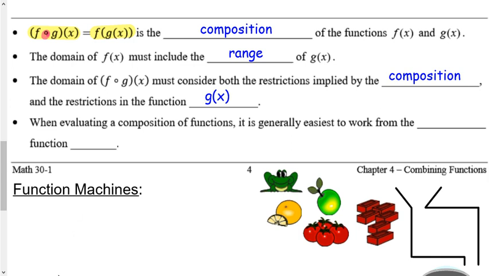When evaluating the composition of functions, it's generally easiest to work from the inside out. Not always, but most of the time. And if you're wondering, just make this a habit and it'll always work for you.